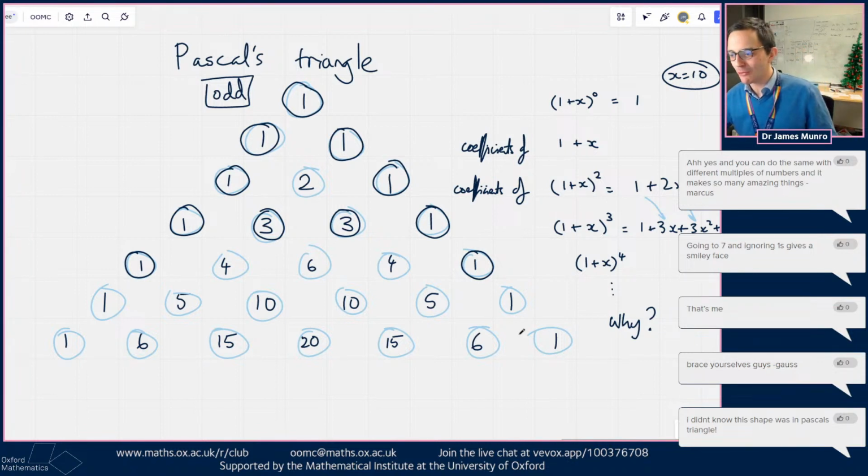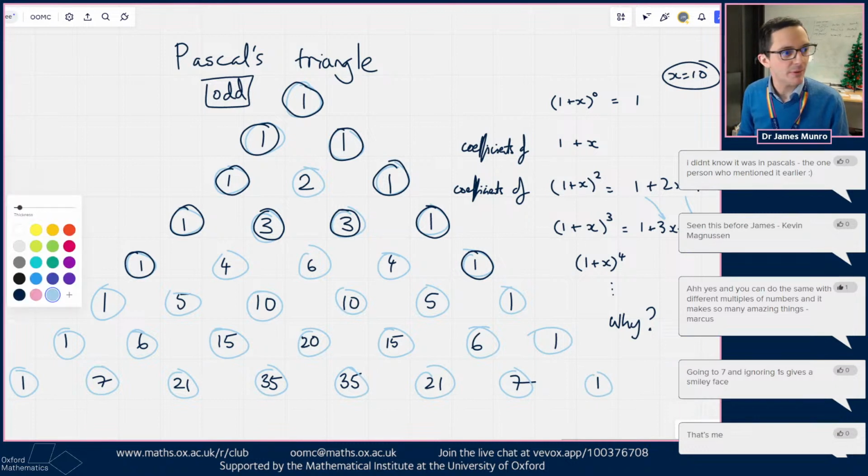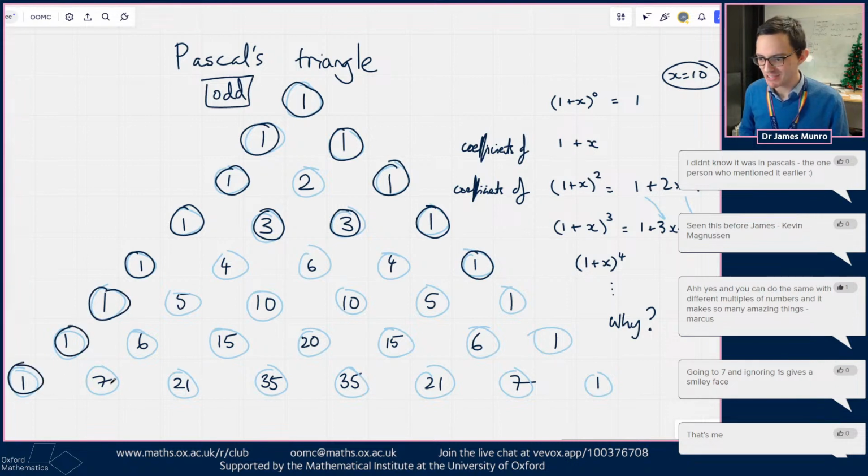Going to 7 and ignoring the 1s gives a happy face. That is a brilliant observation. Is it true? Oh, going to 7, so you want to go down to the 7s. Okay. Try that. Try this at home. And if you're watching the recording, I would also be interested to hear from you if you haven't seen what happens before and you've tried it for the first time now. I'd like to hear from you. Someone said they didn't know this was in Pascal's triangle. So one person's been surprised.